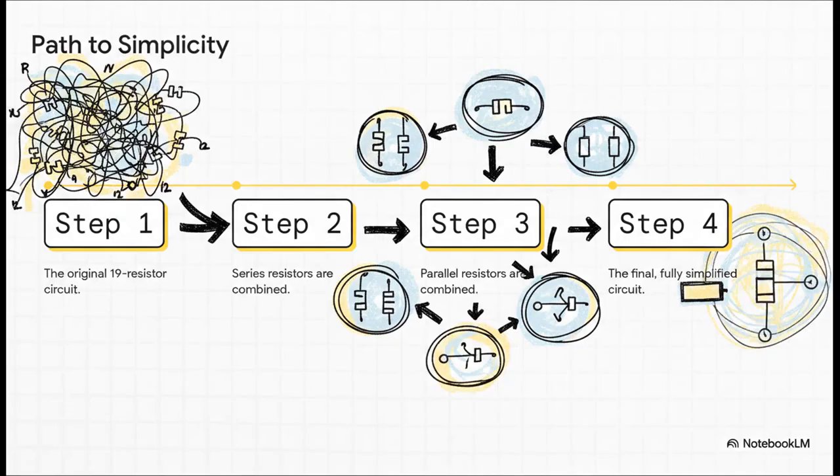This timeline really shows the entire game plan. We start with absolute chaos. Then we combine the series elements. We collapse the parallel branches. And by just repeating these two simple moves over and over, we systematically tear down the complexity until the whole network is reduced to its simplest possible form.